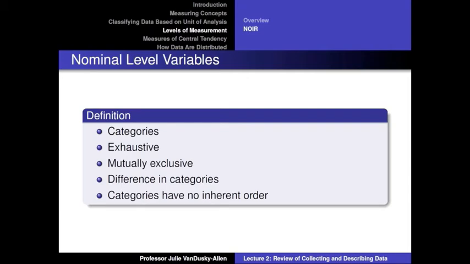Nominal level variables divide the subjects or observations in your variable into different categories. The categories are exhaustive, meaning that you included all possible categories. The categories are also mutually exclusive, meaning that you can only place a subject or observation in your data set into one of the categories. And note, while there is a numerical difference in categories, there is no inherent order in the data. One category is not greater than another.